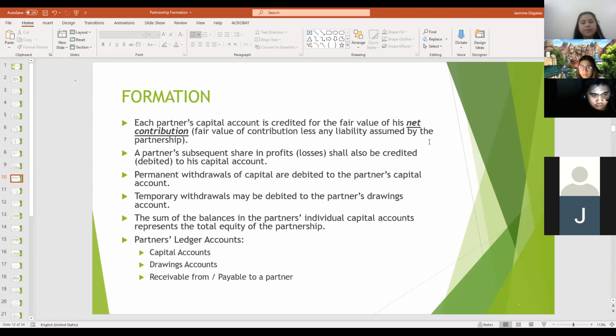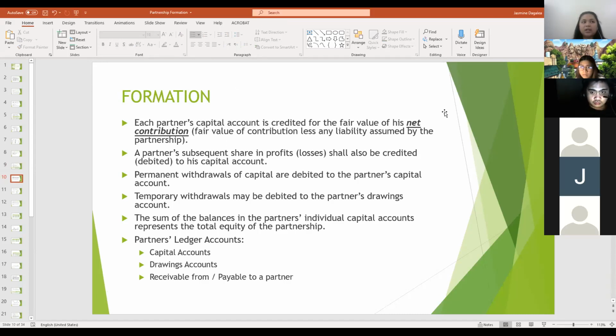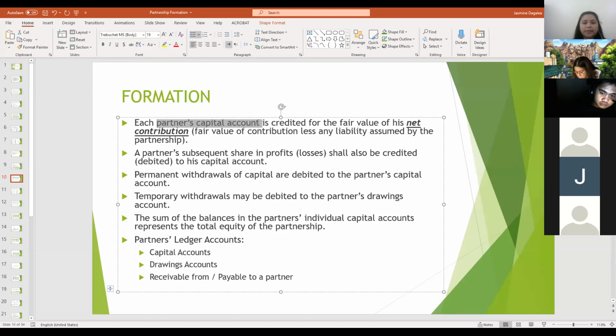For example, building. Nag-donate yung isang partner ng building, but that building is not yet fully paid. So may mortgage payable for that building. Let's say, nag-donate siya ng building amounting to 500,000 and 100,000 pa yung payable sa building na yun, mortgage payable. So yung fair value ng building is only 400,000. This will be the amount that will be credited into the partner's capital account.